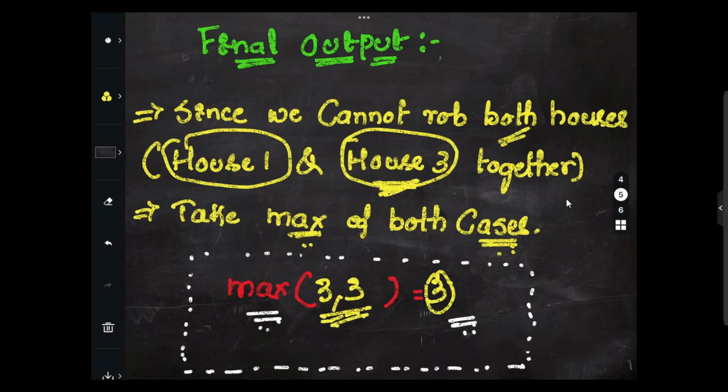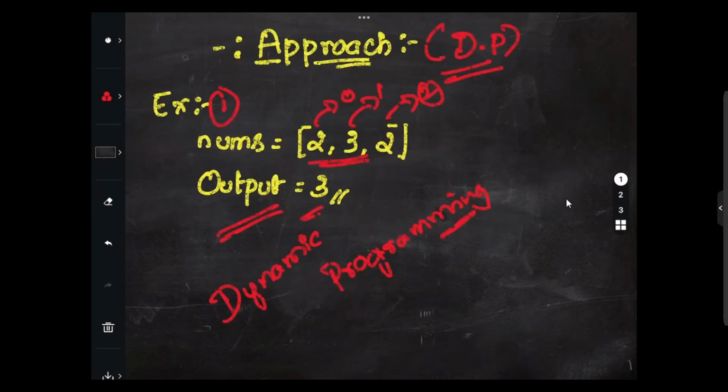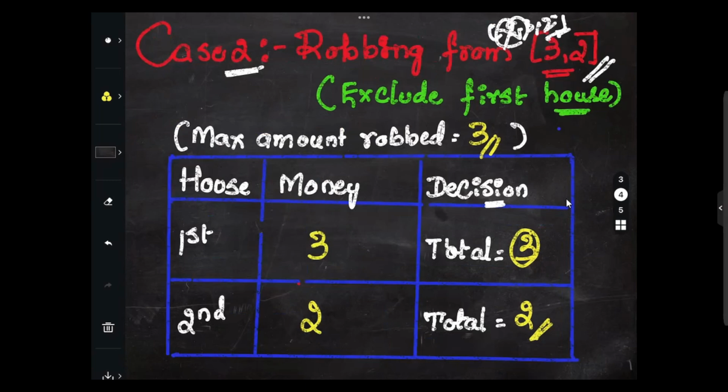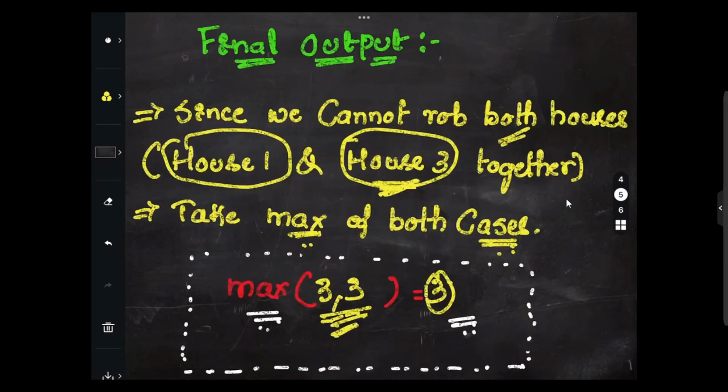The maximum amount that we got here is 3 comma 3. You can consider any one, so the output will be 3 in this case. So that's what they have given in the example output, 3. So this matches, so the approach works absolutely correctly in this case. So this is the approach that we will be going with. I hope this is completely clear, right?